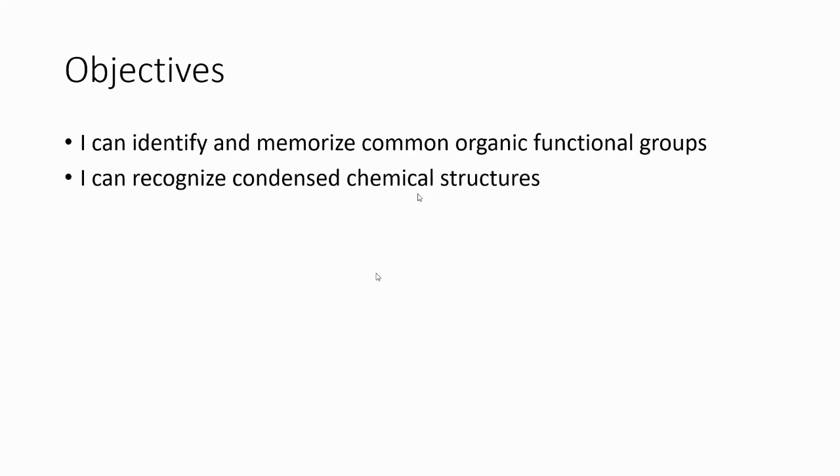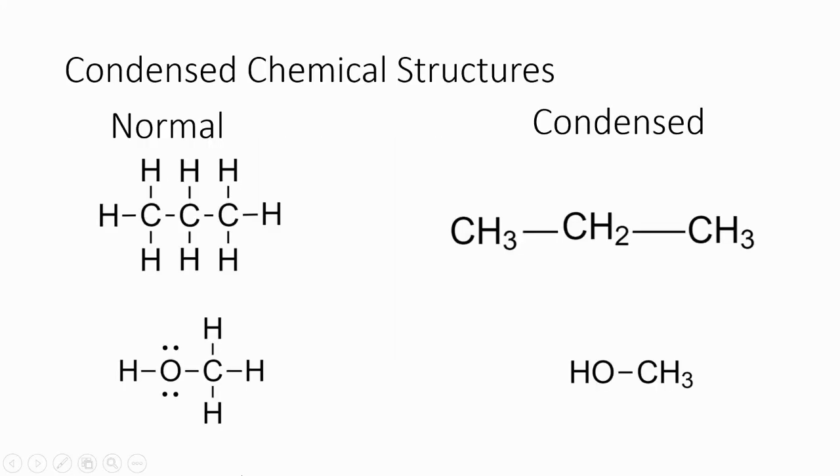Let's talk about condensed chemical structures. So this is a normal chemical structure on the left. That's what we've been drawing, Lewis structures, where we show all of the bonds. We show all of the lone pairs. We have all of the bonds, all of the lone pairs. This is what we have been doing.